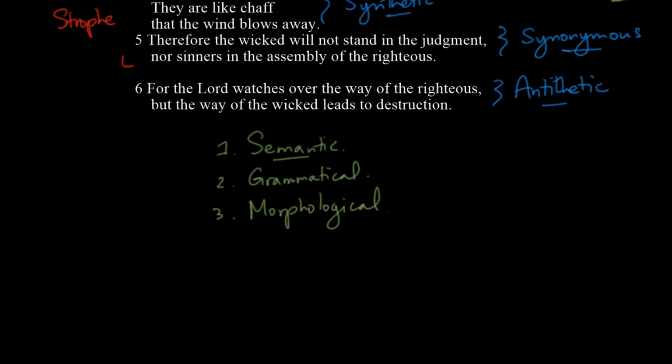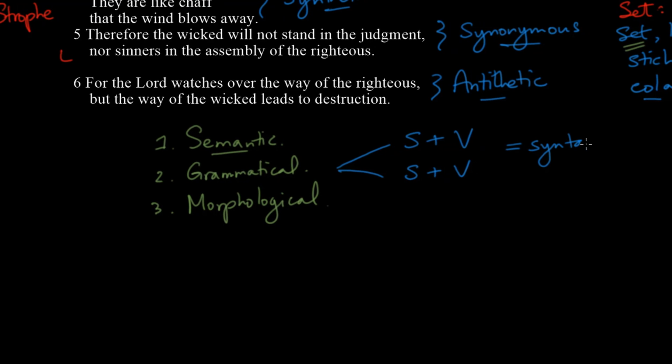Grammatical parallelism is pretty neat, but it's harder to spot. So imagine that you have two lines in a row and they both have the same syntax, which is the word order. Let's say they both start with a subject followed by a verb. Well, then we can say that the syntax is the same, right? Similar syntax. There's a parallel there, and we can call this grammatical parallelism.